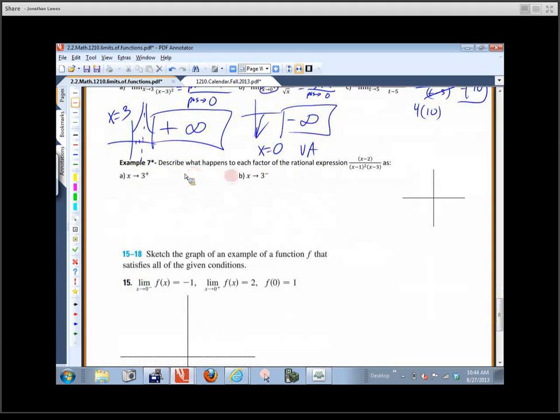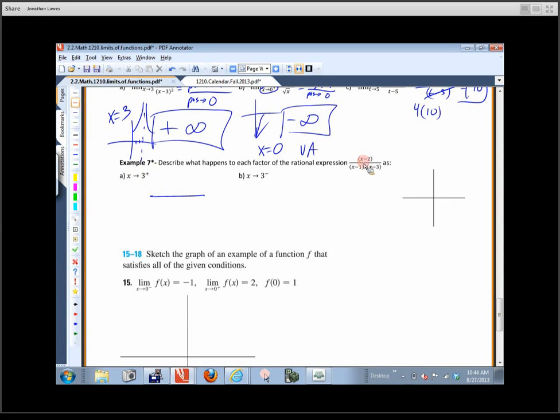It says, describe what happens to each factor of the rational expression as x approaches 3 from the positive side. So as I approach 3 from the positive side, I'm plugging in numbers that are really close to 3 from the positive side. Give me an example of a number I could plug in just to make a numeric computation here. 0.29? Okay, 0.29 would work. Aren't you coming from the right side? Oh, yeah, we do want to come from the right. Yep. So let's do 3.01.